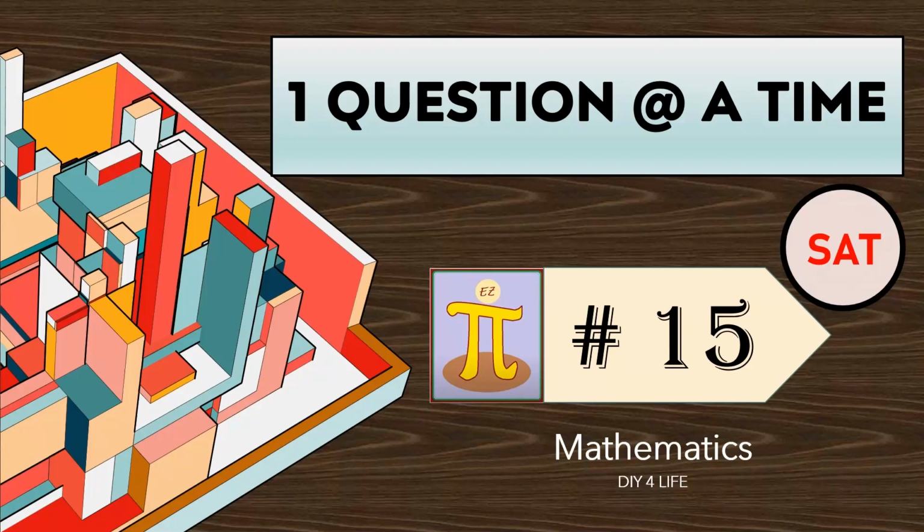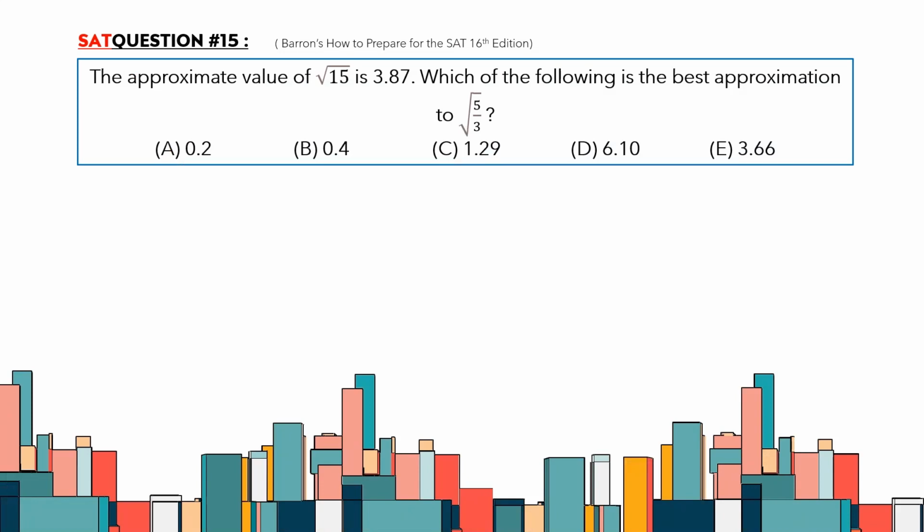Question number 15. The approximate value of square root of 15 is 3.87. Which of the following is the best approximation to square root of 5 over 3?